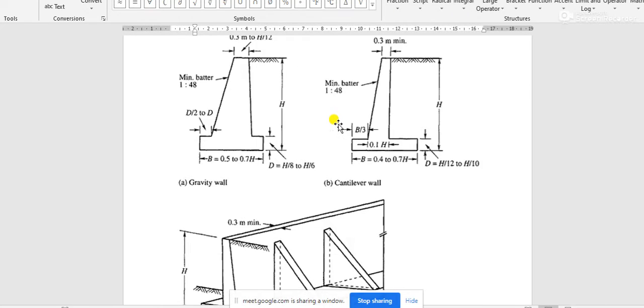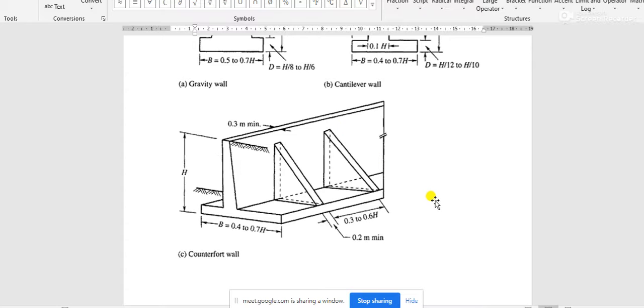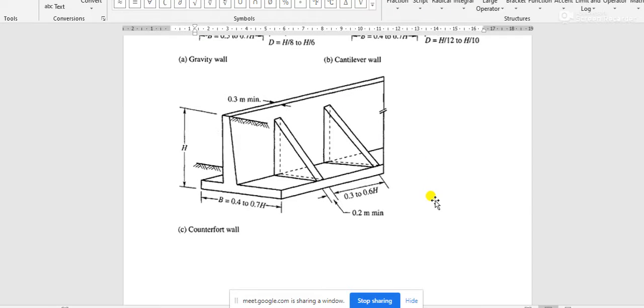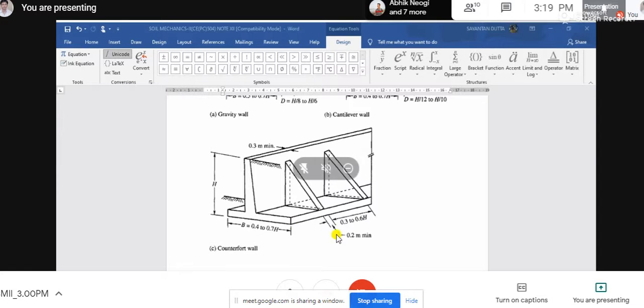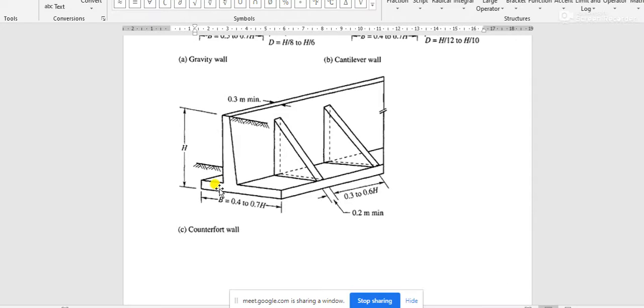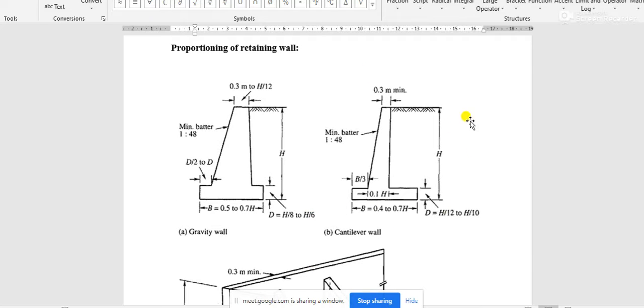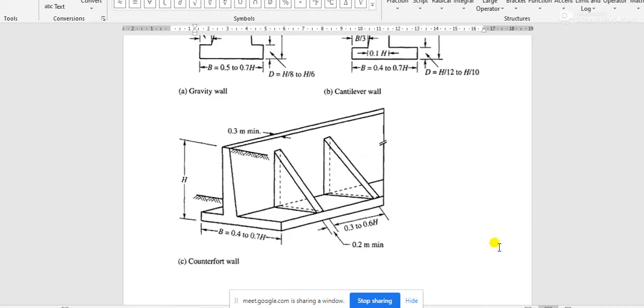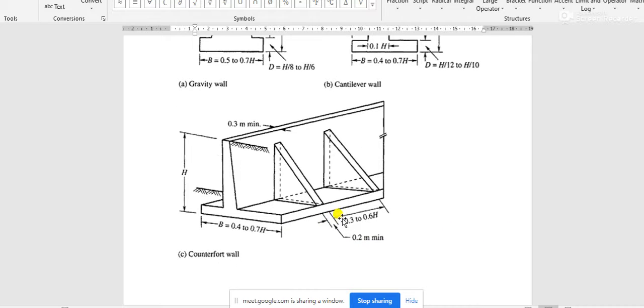Another proportioning is for the counterfort or buttressed retaining wall. All other things are similar, because we discussed in the previous class that the buttressed retaining wall or counterfort retaining wall is a special case, two special cases of the cantilever retaining wall. So all the other dimensions are taken according to this cross sectional dimension, but the extra dimension is the gap between the counterforts or between the buttresses.